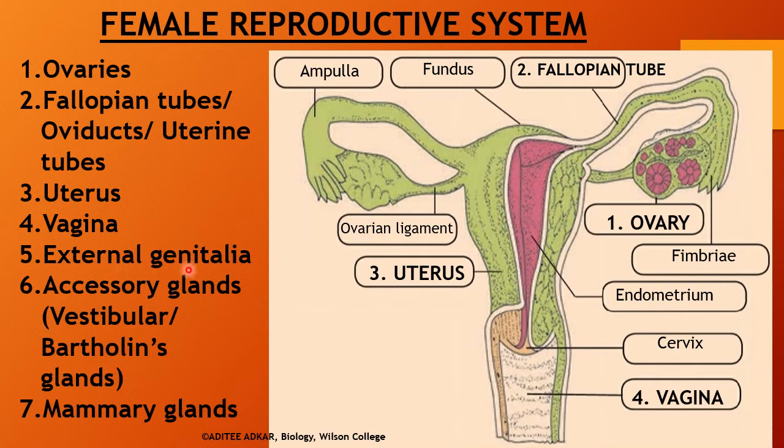The reproductive system also shows a pair of accessory glands which is called the vestibular or Bartholin's glands. A pair of mammary glands also forms a part of the female reproductive system. Now, let us understand all these parts and study their structure and function.